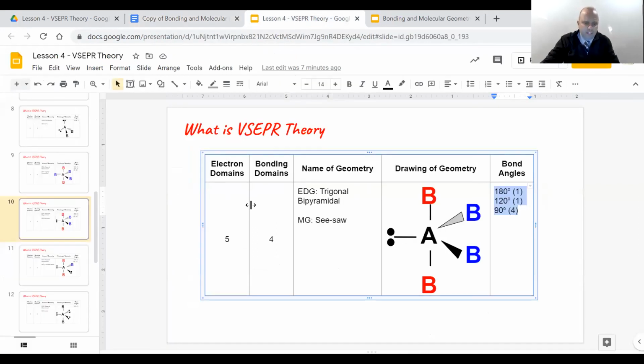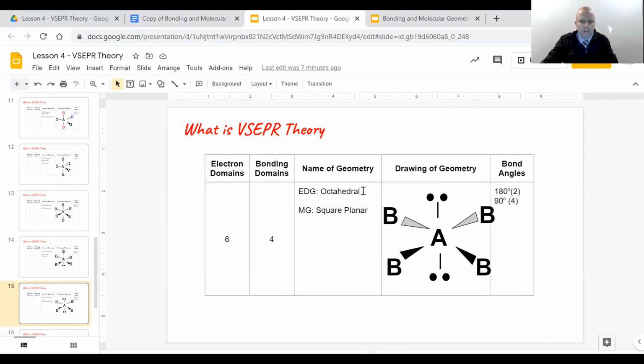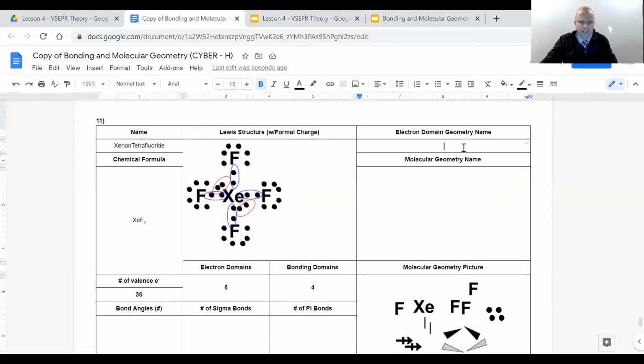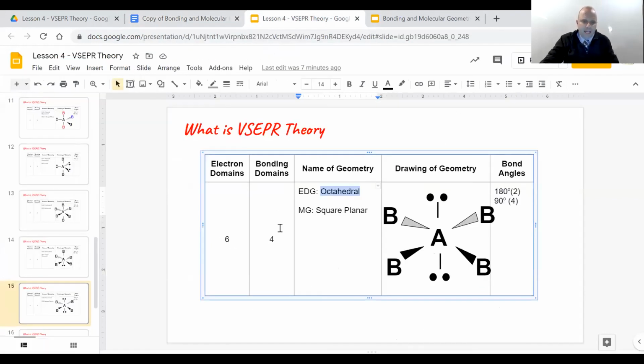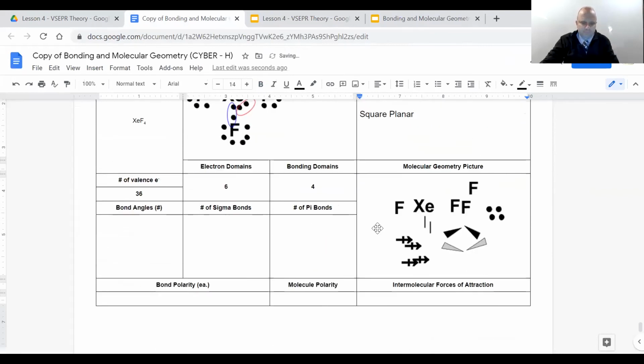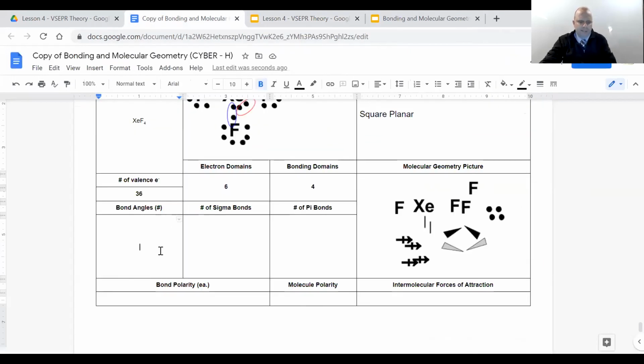Now we jump over to the VSEPR theory guide. Let's find where that is. 6, 6, 6, 5, 6, 4. So we have our electron domain geometry name. That is octahedral. So I'm going to copy and paste that into here. Then we have our molecular geometry name. That's square planar. So I'm going to paste that into there. And I'm going to go and grab those bond angles, the 180 and the 90. I'm going to paste that into there. This one has 4 sigma bonds, no pi bonds.